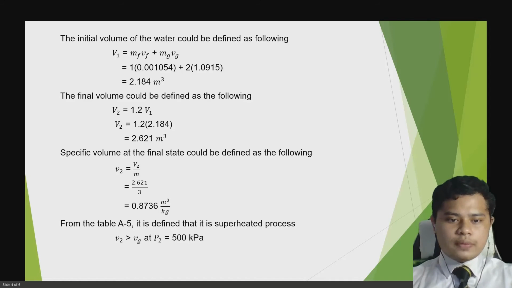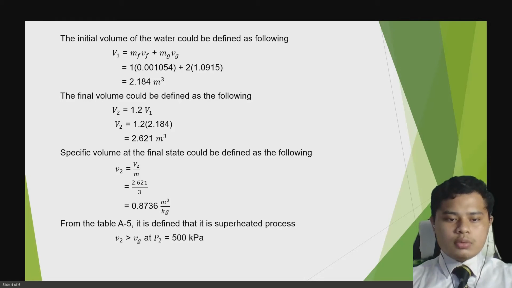So we can find the final volume. The final volume could be defined as V2 is equal to 1.2 times V1, as mentioned in the question. So volume 2, the final volume, is equal to 1.2 times 2.184, which is the answer we will get, 2.621 meter cube.